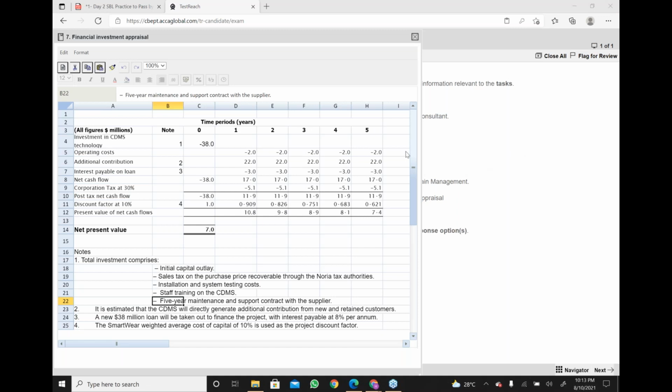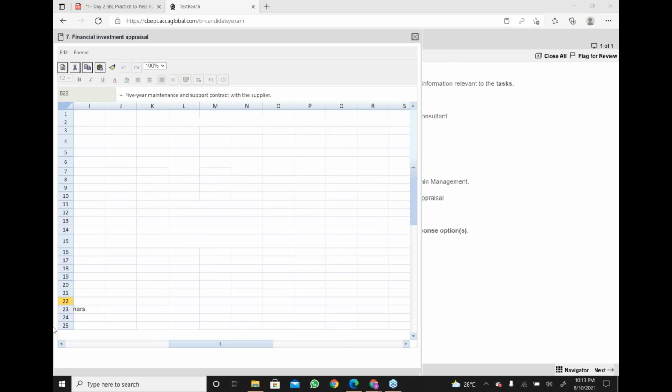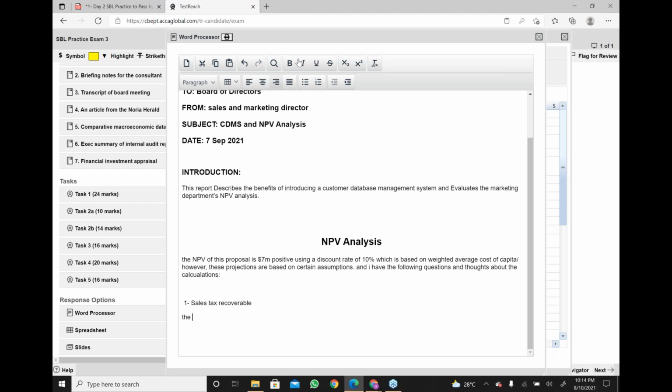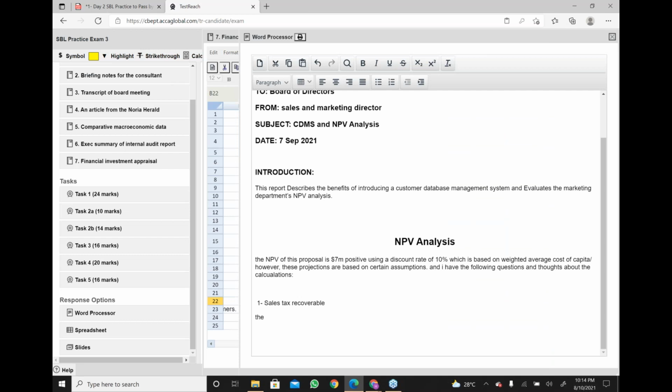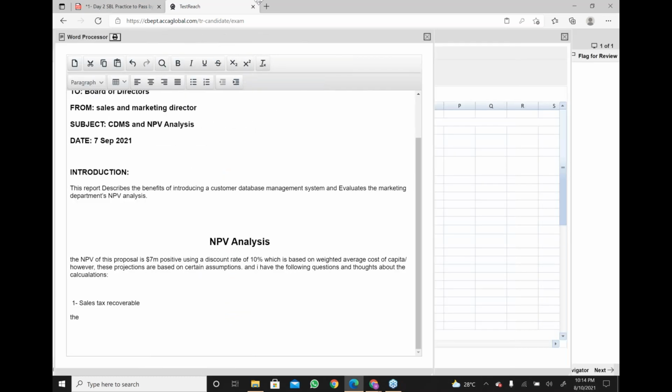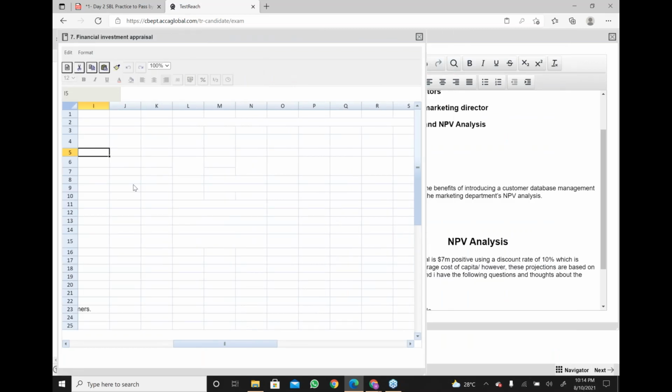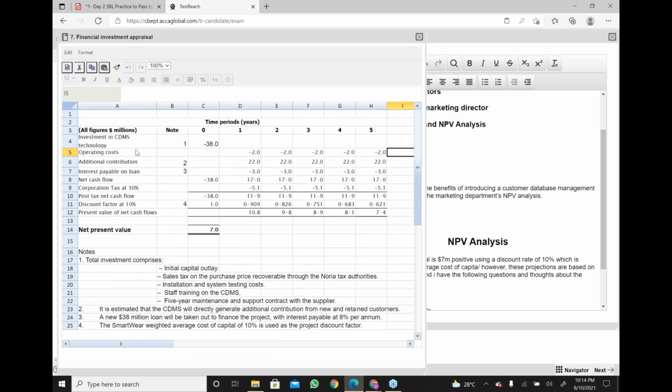Let me see your comments. Any sales tax recoverable? Very good. What else? 5-year maintenance. So what's the question here? So I will just draft the questions. Where's my word processor? Number 1, sales tax recoverable. Let me just resize my window. It is kind of giving me a problem. I will take it here and I will take it here. What is it called? Investment in CDMS, the initial, okay.